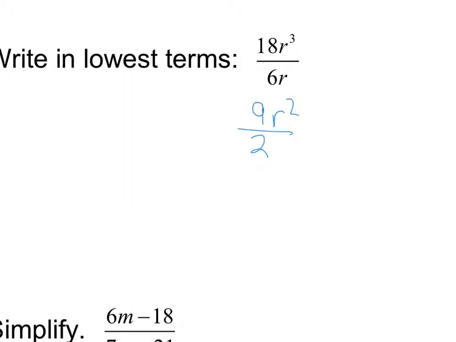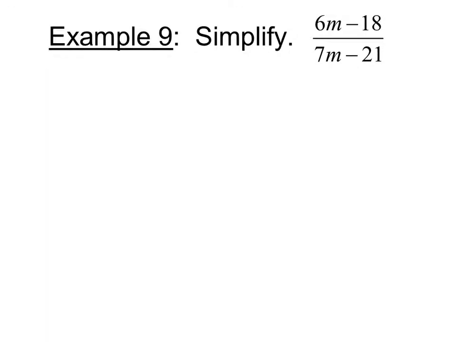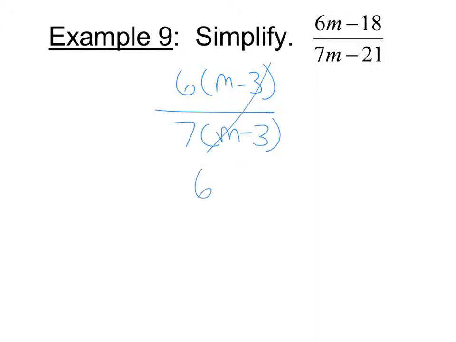Okay, let's take a look at some more. Simplify. So it doesn't look like we can do anything right now, but factor out common things. So if I factor out a 6 from the top, I get m minus 3. If I factor out a 7 from the bottom, I get m minus 3. Cancel out, you get 6 over 7.